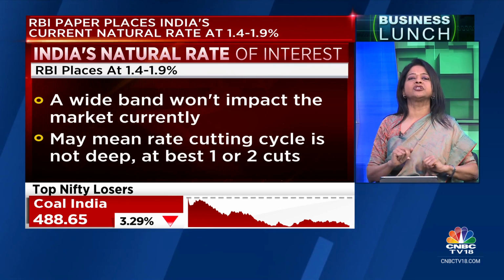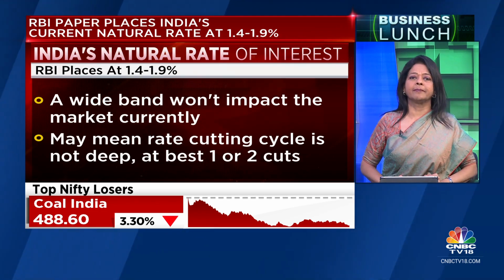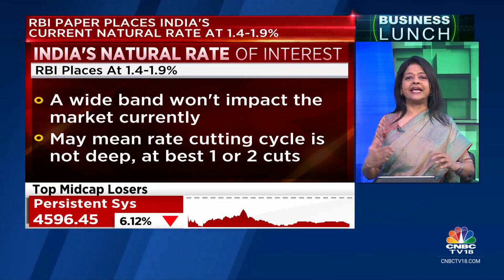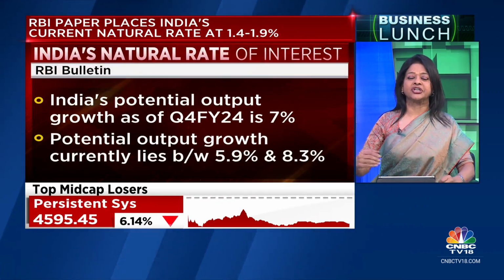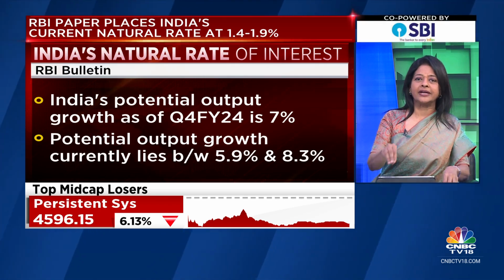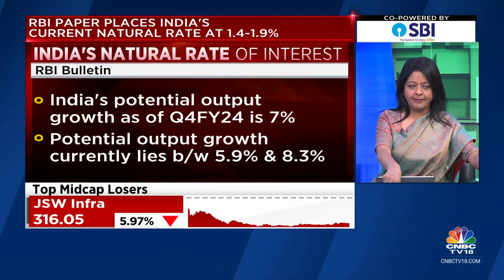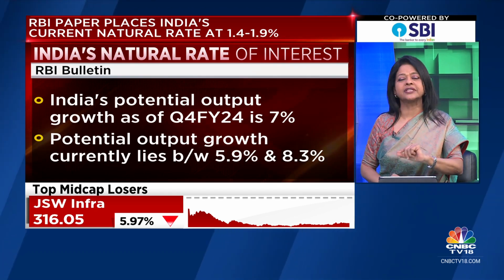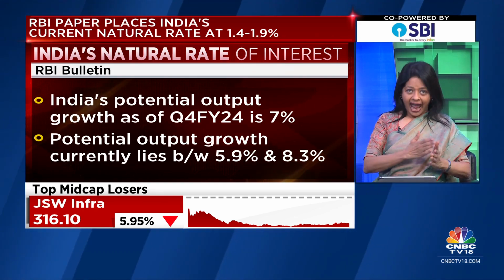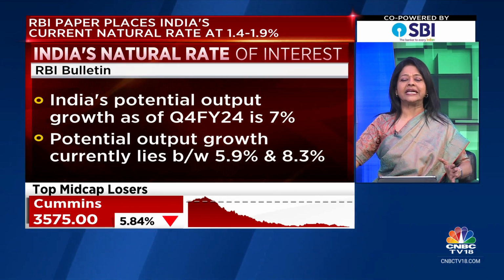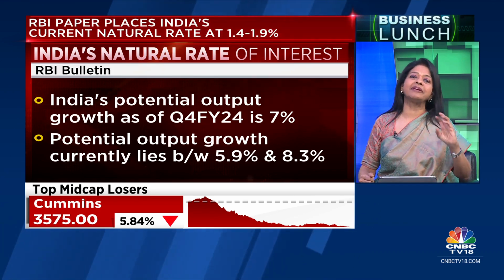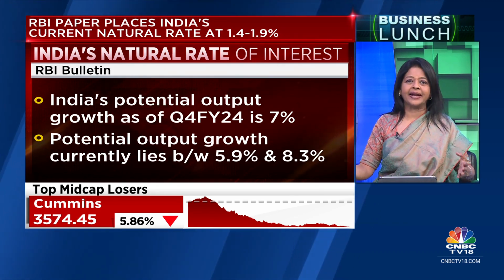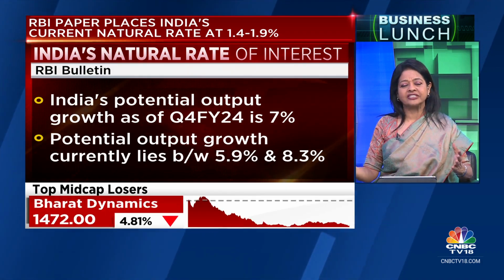The other thing that the Reserve Bank tells us in the important bulletin paper is what is India's potential rate? What do you mean by saying the growth is at potential? They are saying that they have calculated that for the fourth quarter, that Jan-Feb-March quarter, which just went by, the potential output growth is 7%. And for the moment, currently, the potential growth of India is between 5.9 and 8.3. Not very useful. It's a very wide band, but that's because there are a lot of uncertainties.